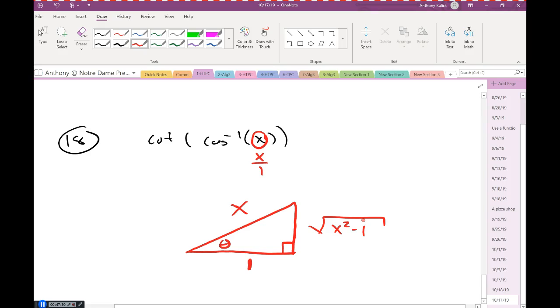Oh my goodness, guys. What did I do wrong here? How come nobody yelled at me for this? 1 is the hypotenuse, x is the adjacent. So when I do the Pythagorean theorem, I actually have 1 minus x squared, not x squared minus 1. Jeepers creepers, that was close.